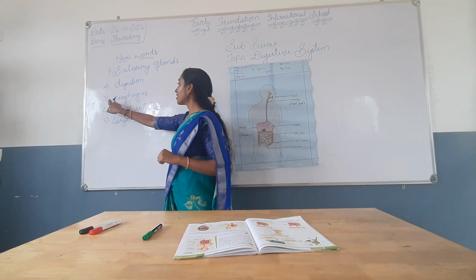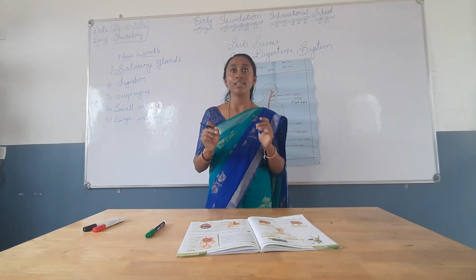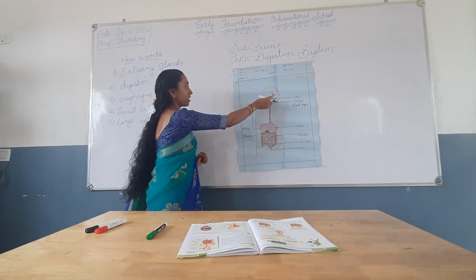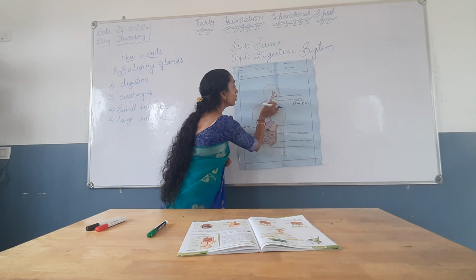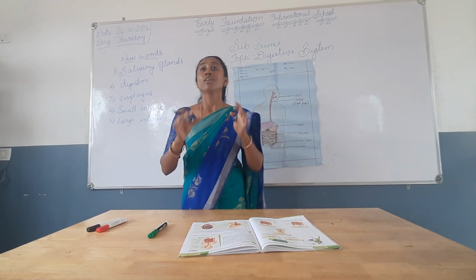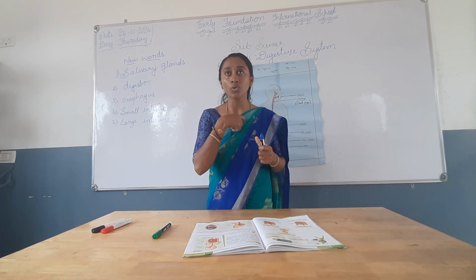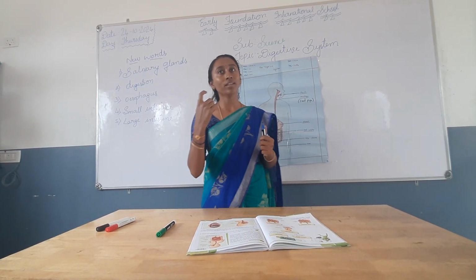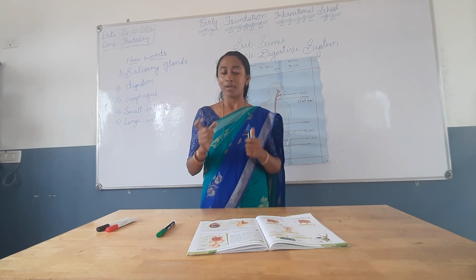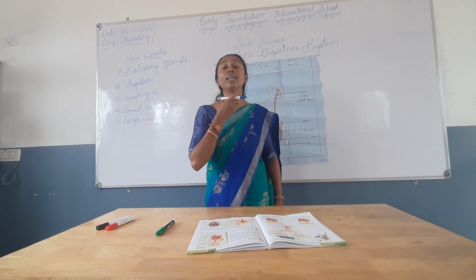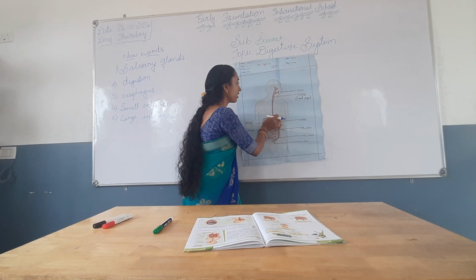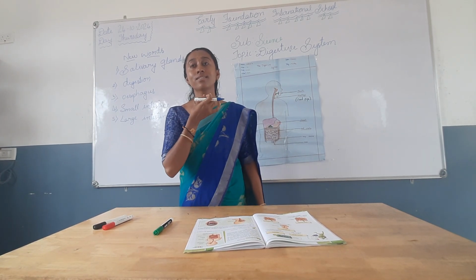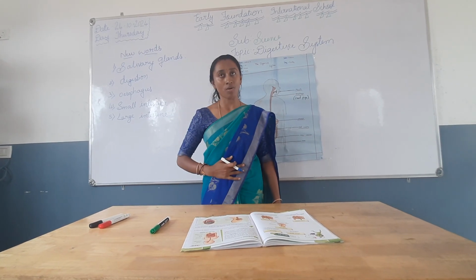Next one is esophagus. Here, the O is silent. You have to read it as esophagus. Can you see in this picture? Esophagus means food pipe. When we swallow, the food will go through the food pipe. Another name of esophagus is food pipe. It is a long muscular tube connected from the mouth to the stomach.